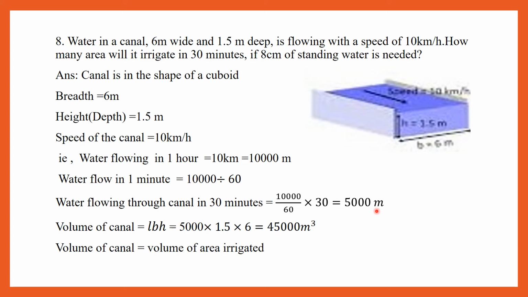This can be taken as the length of the canal. Therefore, volume of the canal, which is in the shape of a cuboid, is LBH, which is equal to 5000 into 1.5 into 6, which is equal to 45,000 meter cube. As we can say, volume of the canal is equal to volume of the area irrigated. We can say 45,000 is equal to volume of area irrigated, again in the shape of a cuboid, which is L into B into H.